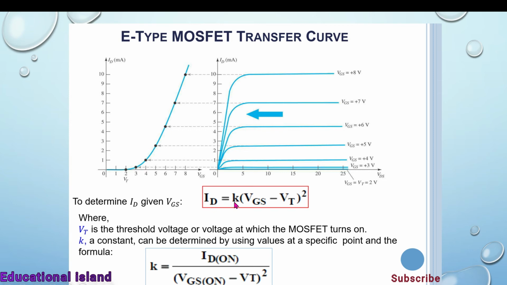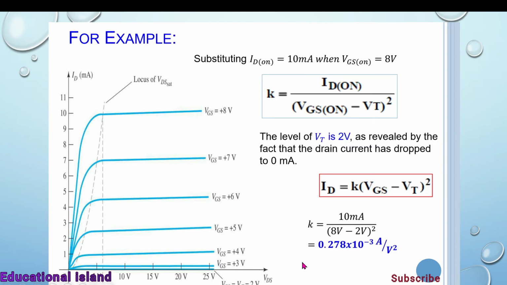Here ID is the drain current, K is a constant, VGS is the gate to source voltage, and VTH is the minimum voltage required to turn on the device. VTH is the threshold voltage, the voltage at which the MOSFET turns on, and K is a constant. We can calculate the value of K from here. As IDS on, we can substitute a 10 milliampere or 7 milliampere or 4 milliampere current, and for VGS on we can use voltages of 3 volt, 4 volt, 5 volt. For example, we substitute the value of current ID on as 10 milliampere at VGS equal to positive 8 volt.